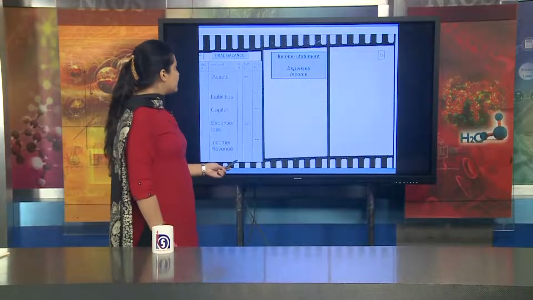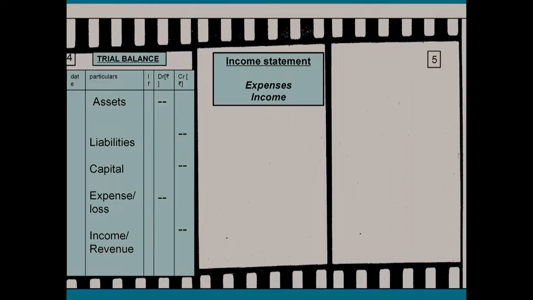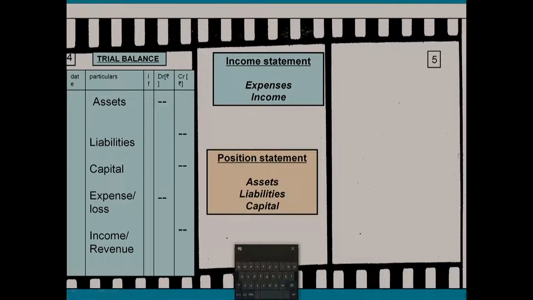So now after we prepare the trial balance, what do we prepare? We prepare the income statement, then we also prepare the position statement. When we prepare the income statement, we take into consideration the expenses and the income, and when we prepare the position statement, we take into account the assets, the liabilities and the capital.